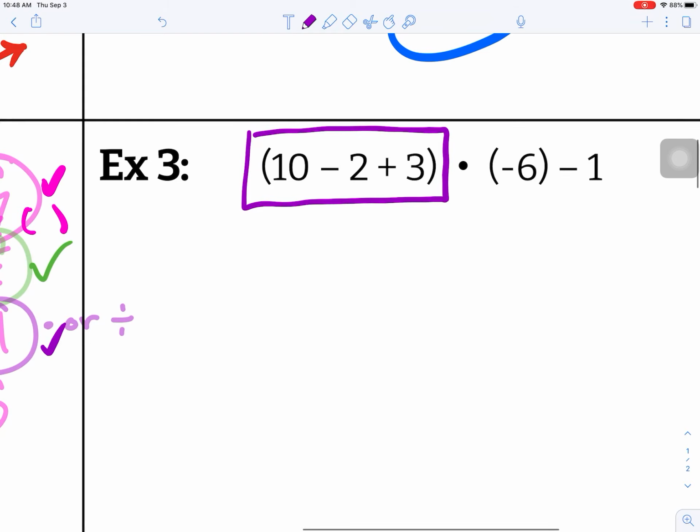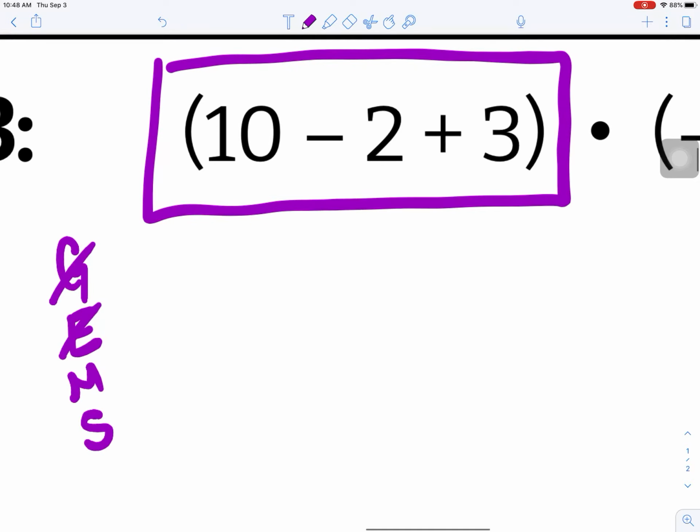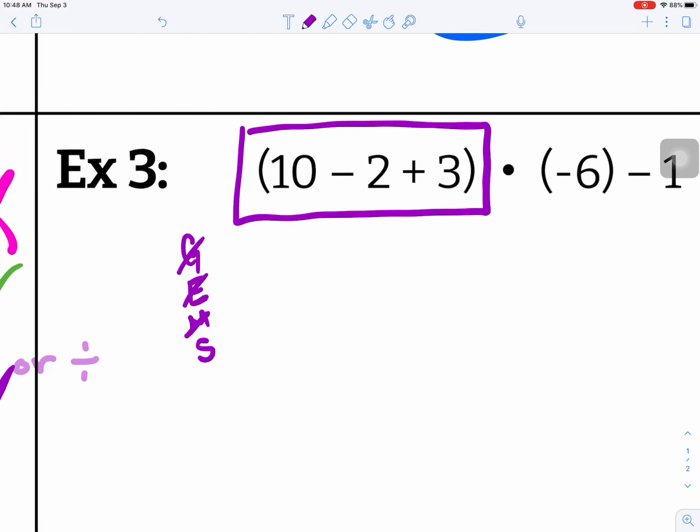Once you get within a grouping symbol, you restart GEMS. So what I mean by that is within this purple box, are there other parentheses? Nope. Within this purple box, are there exponents? Nope. Within this purple box, are there any multiplication or division signs? There's one outside of it, but not one within it. Okay, so now I know that I'm following just the last step of GEMS within these parentheses, but what's important to remember is that that would be our plus and our minus signs moving from left to right.